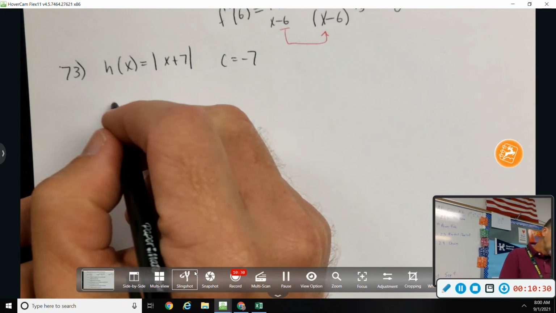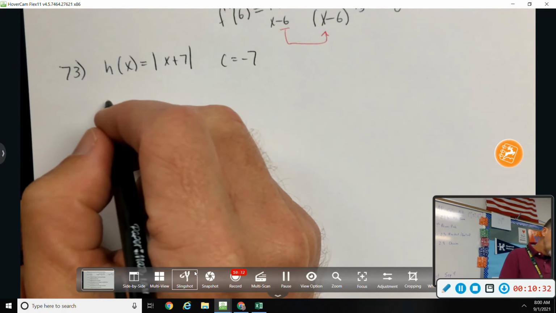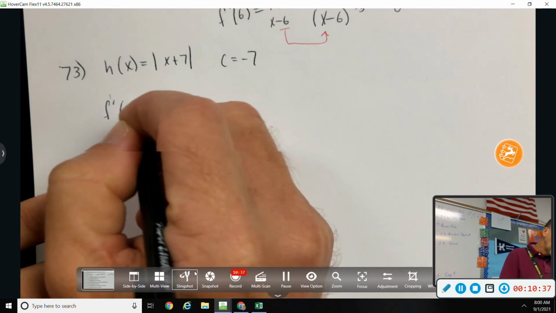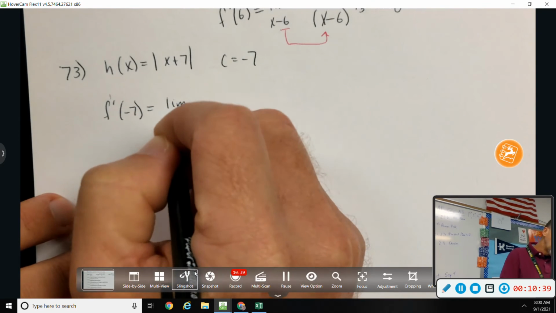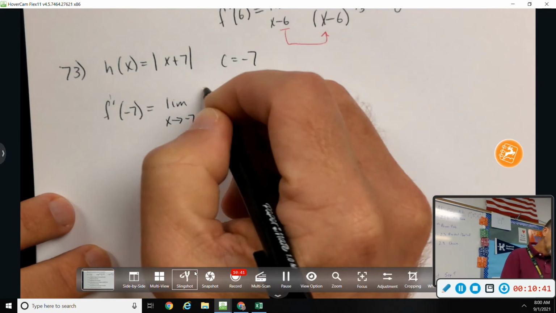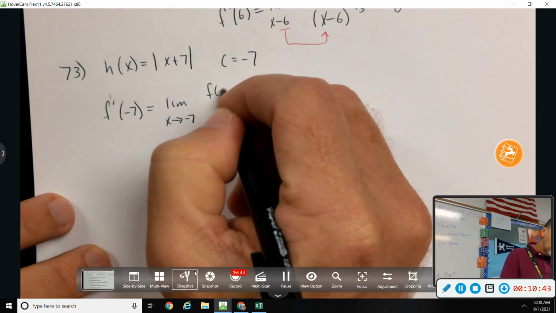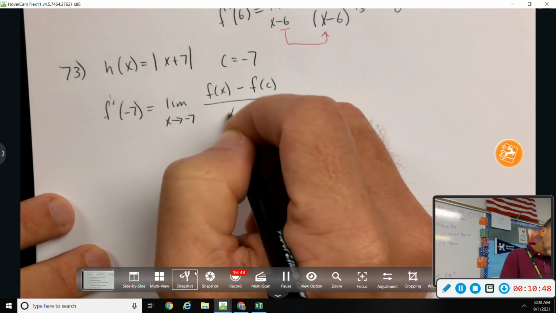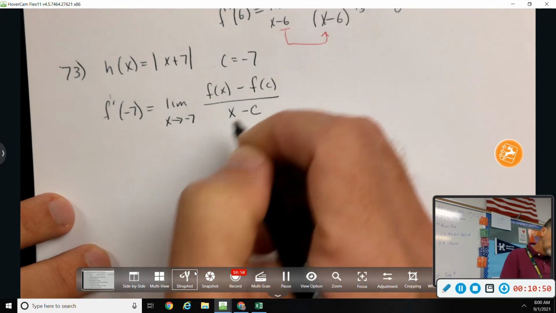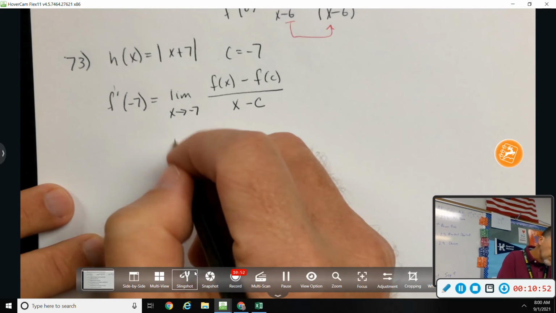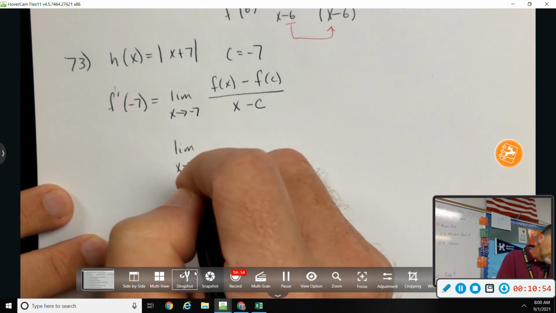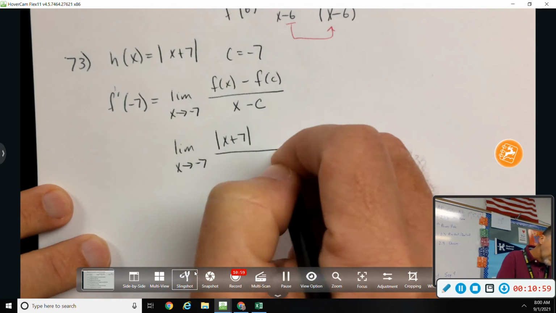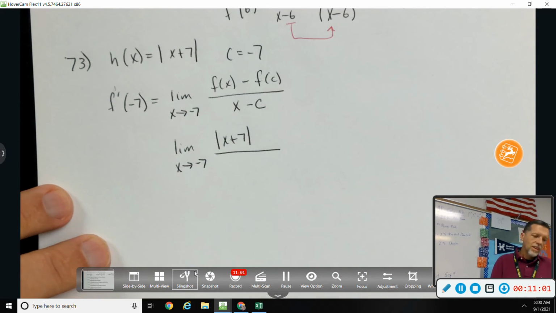I guess we could try, let's use the formula and see what we get. So f prime at negative 7 is the limit as x approaches negative 7 of f of x minus f of c, all over x minus c. Limit as x approaches negative 7 of the absolute value of x plus 7.